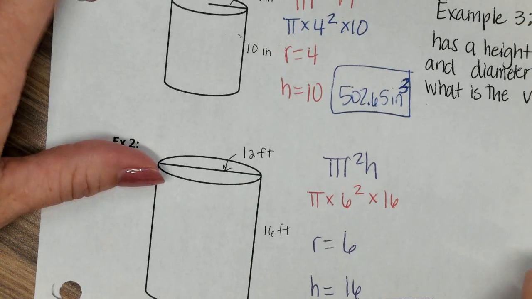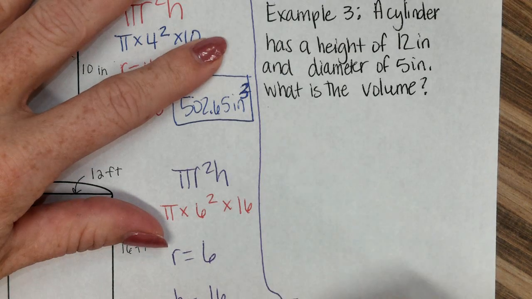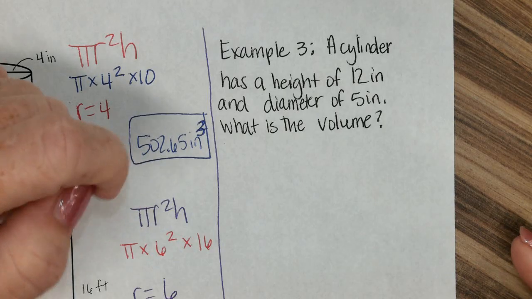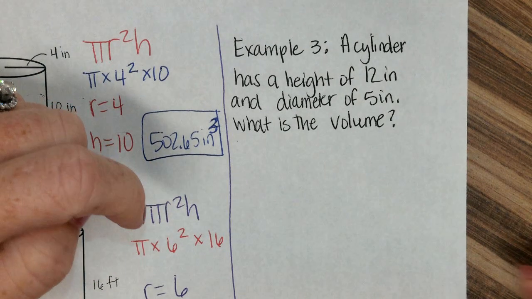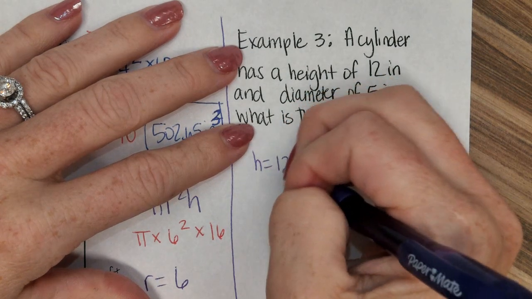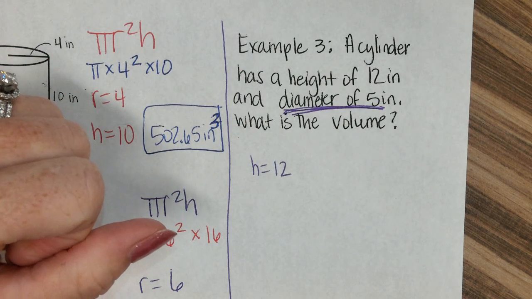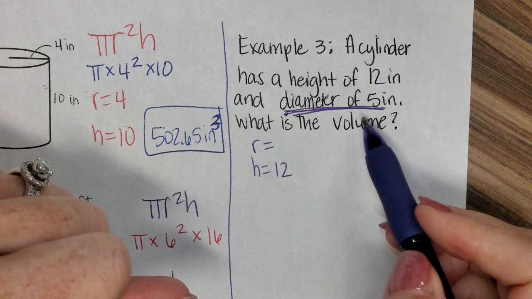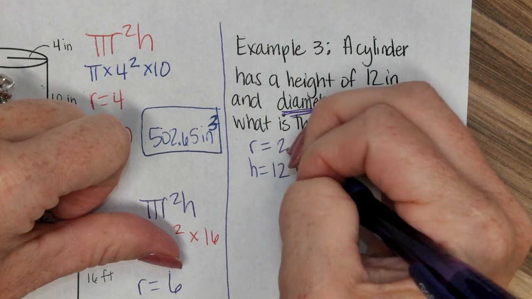Don't skip example 3. Example 3 says a cylinder has a height of 12 inches. So they gave me the height, so I put height is 12, and a diameter of 5. Do I need diameter? So I need what? So what do I do to the diameter? 5 divided by 2 is 2.5.